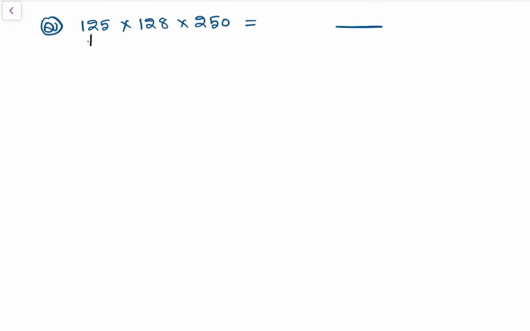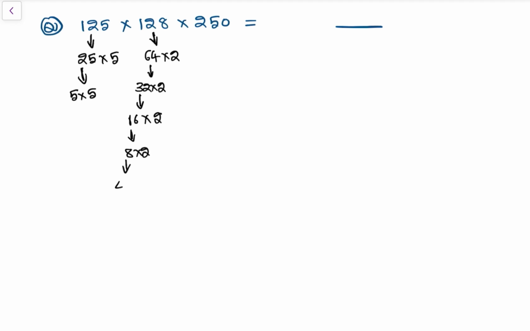सो 125 कैन बी रिटर्न एज, so we need to write everything in the form of 2s and 5s. It can be written as 25 into 5 and 25 can be written as 5 into 5. So no 2s are possible in this expression. Then 128 can be written as 64 into 2. Here we are breaking in the form of 2. Then 64 can be written as 32 into 2. ठीक है. Then 32 can be written as 16 into 2. ठीक है. Then 16 can be written as 8 into 2 and 8 can be written as 4 into 2 and 4 can be written as 2 into 2.